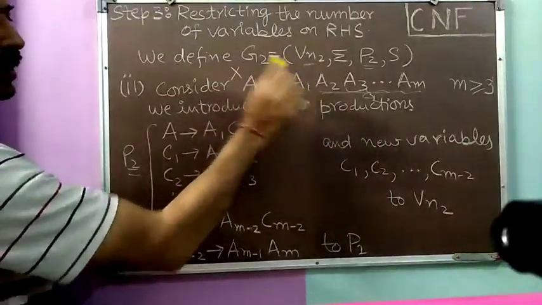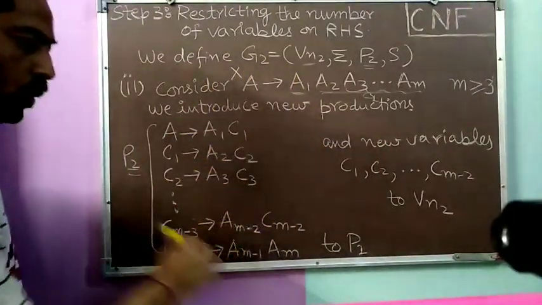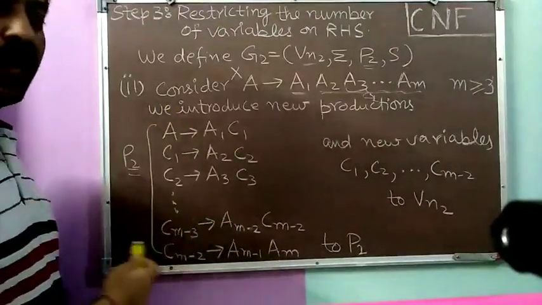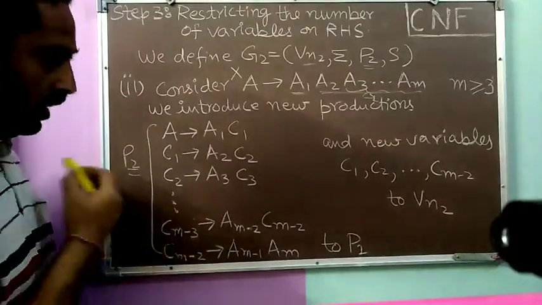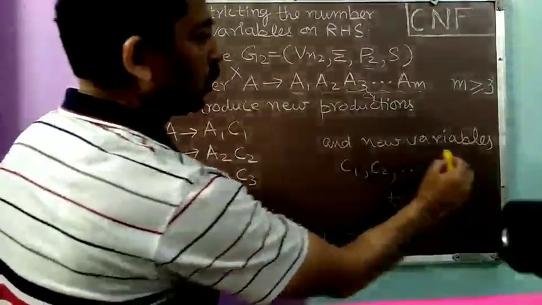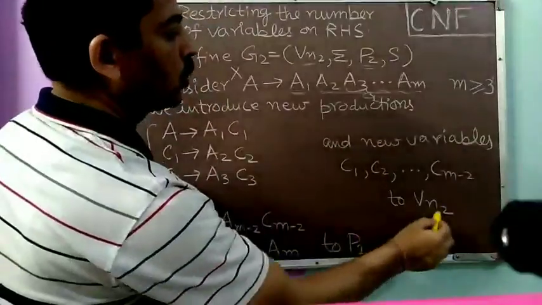So we will remove this, and we will include this set of productions. As we have included these productions, certain new variables we have introduced, like C1, C2, C3, and so on up till Cm minus 2. So we will include these new variables C1, C2, and so on up to Cm minus 2 to the set V2.